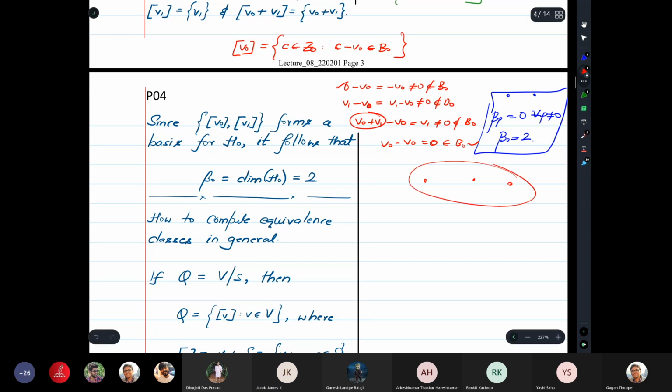So what do you think must be the answer if there were 3 vertices? What do you think your answer must be? So what would beta 0 be for this simplicial complex? What do you think it must be?